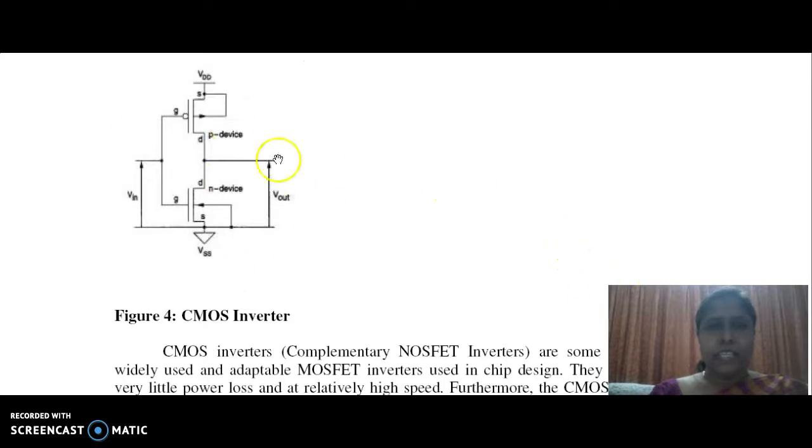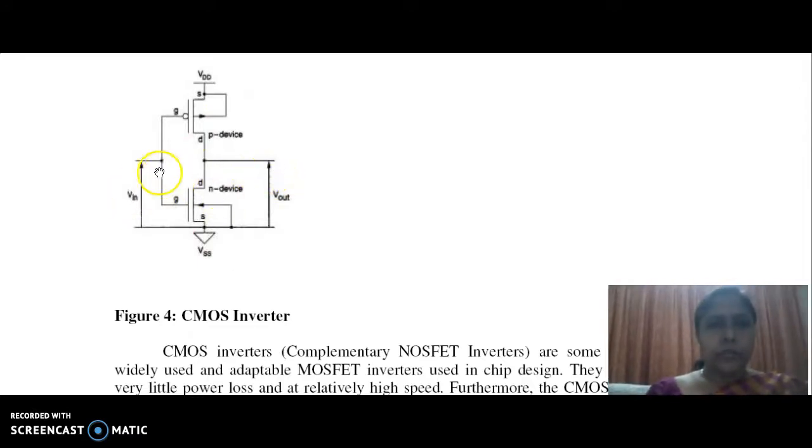As we see in this diagram, a CMOS inverter is made up of one P MOSFET and one N MOSFET, with both the gates connected together at the input, and the drain terminals of both the MOSFETs connected at the output. The source of the P MOSFET is connected to VDD and the source of the N MOSFET is connected to VSS. The gate terminals are connected to V input and the drain terminals are connected to V output.